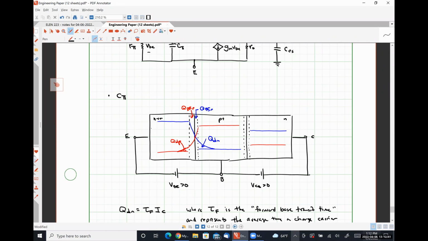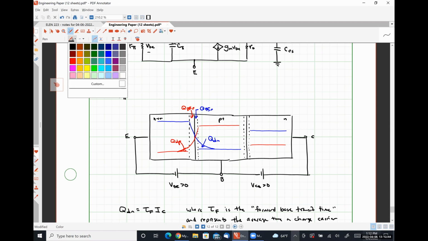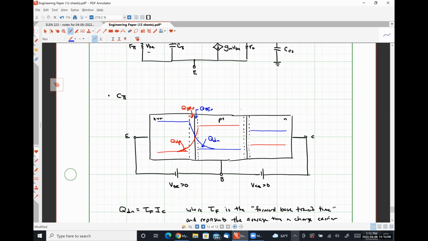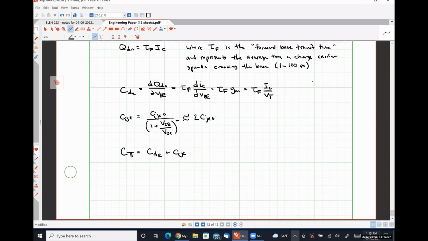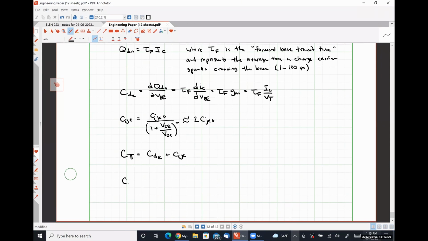So we could call those, let's see, Q BCN, and Q BCP. And C mu is just a junction capacitance.